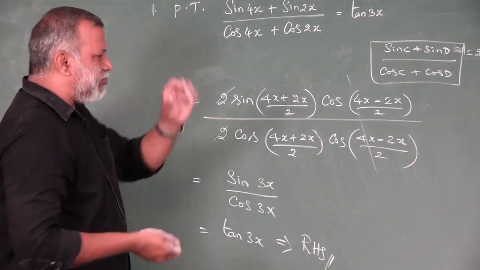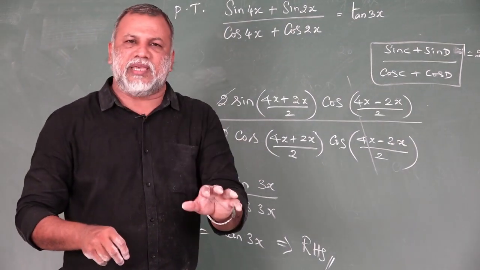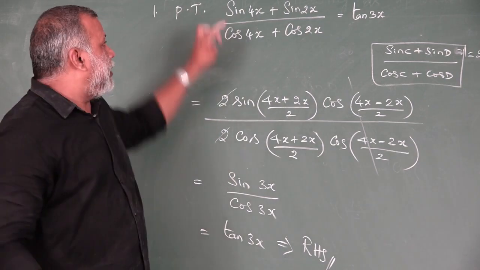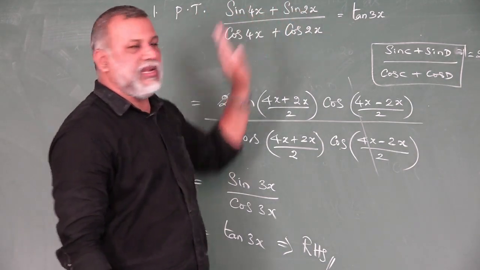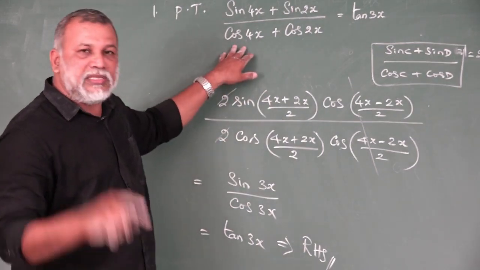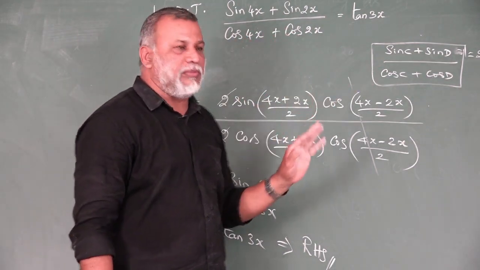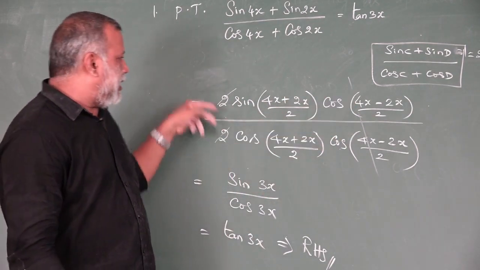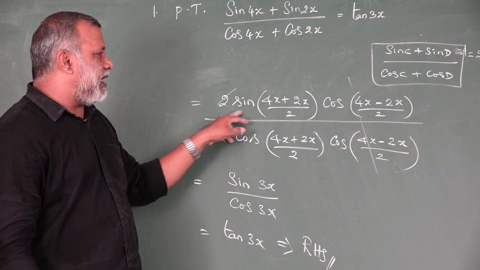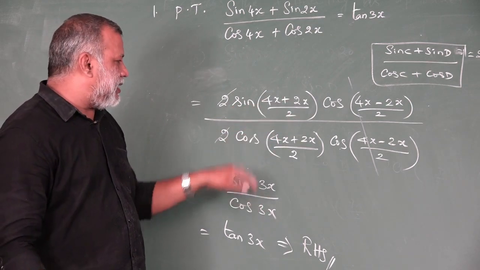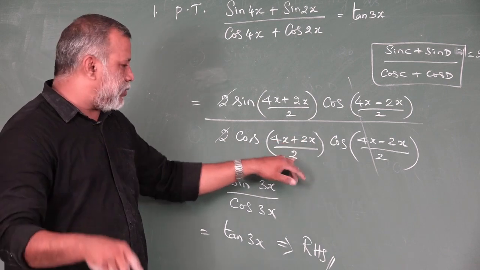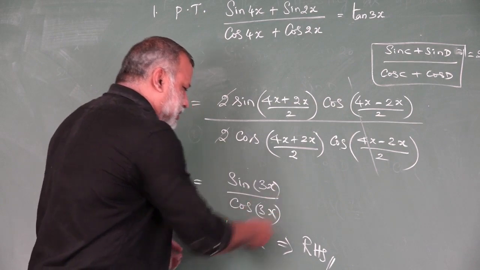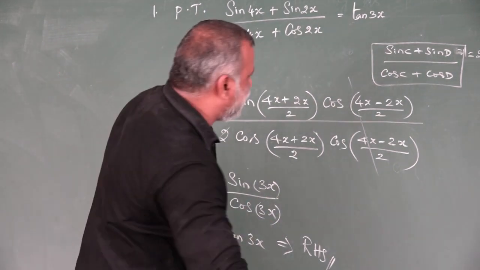So it is a very simple concept in this exercise. You only relate the given data to the required formula. The numerator is in the form of sin c plus sin d, then apply the formula. The denominator is in the form of cos c plus cos d, then apply the formula. After that, simplification. The numerator and denominator have the same factor, so we can eliminate it. Here 2 will be eliminated. The result is sin of 4x plus 2x, 6x by 2, 3x, and cos 4x plus 2x, 6x by 2, 3x. Sin by cos, we get tan 3x. That is the required proof.